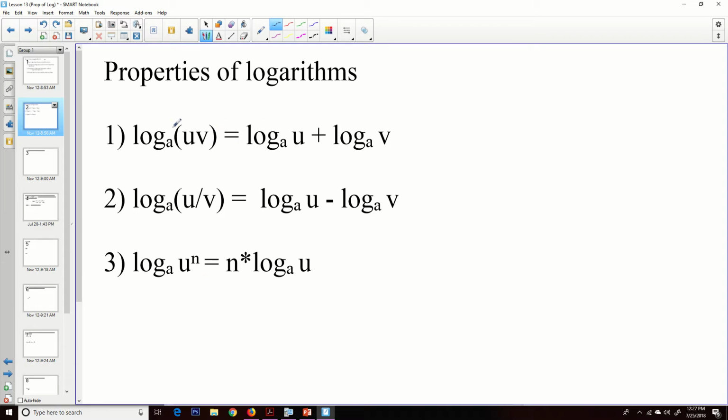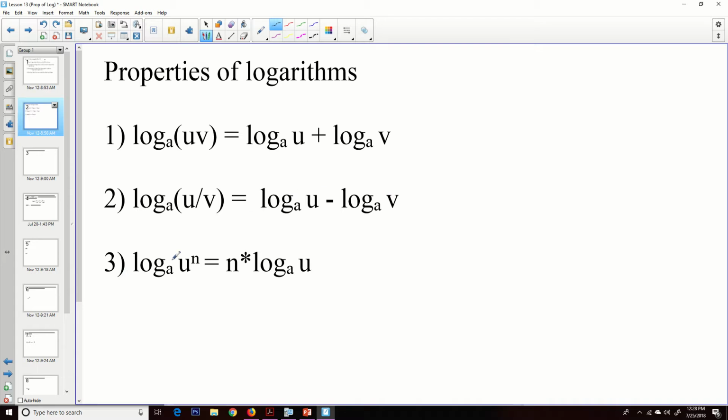Basically what it says is, if you have a logarithm of a product of two different values, and these values could both be expressions, you can expand that logarithm into a sum of logarithms of the same base. And if you have the logarithm of a quotient of two expressions or two values, you can expand that into a difference of two logarithms of the same base.